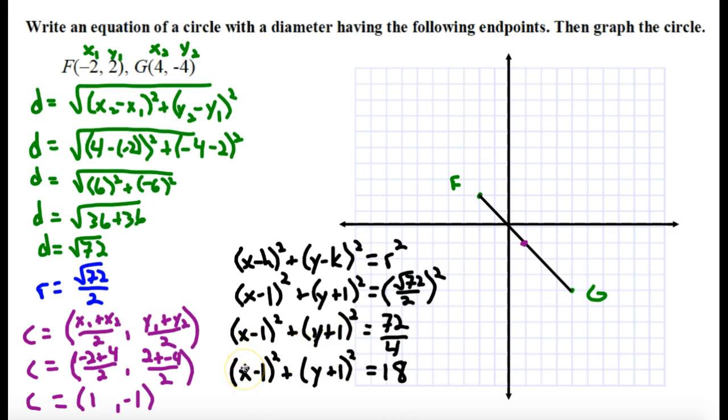Okay, this one was a little bit of work. Right? We had to find the diameter first using the distance formula, take half of that to get the radius. Then we needed to use the midpoint formula to get the center of the circle. Then we plugged those 2 pieces of information into our formula for a circle, and then we had to simplify this radius a little bit.